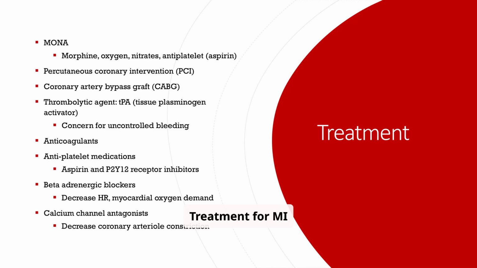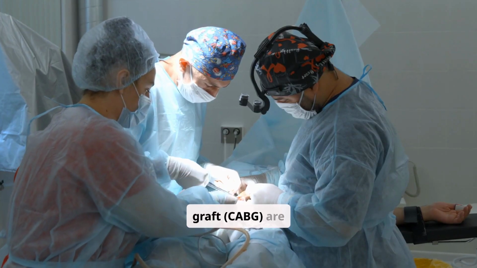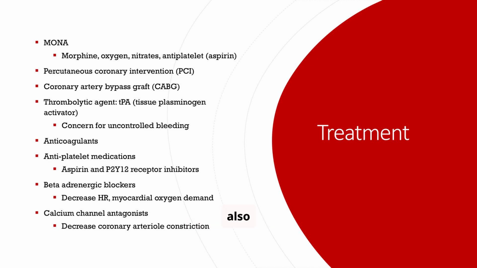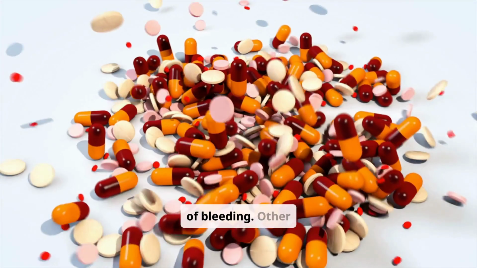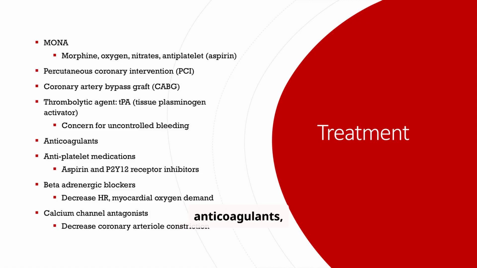Treatment for MI includes MONA: morphine, oxygen, nitrates, and antiplatelet, aspirin. Percutaneous coronary intervention, PCI, and coronary artery bypass graft, CABG, are also options. Thrombolytic agents like TPA can be used, but there's a risk of bleeding. Other treatments include anticoagulants, antiplatelet medications, beta blockers, and calcium channel antagonists.